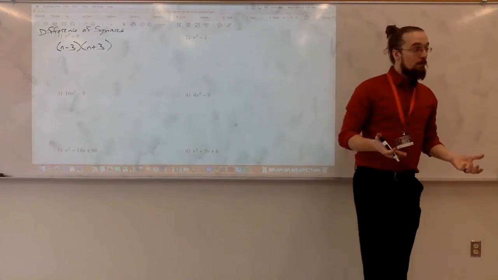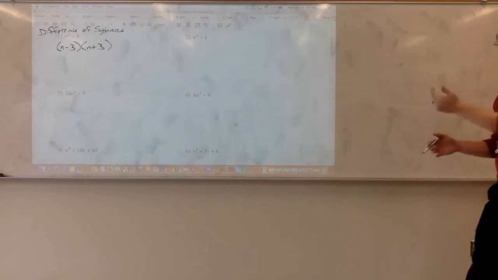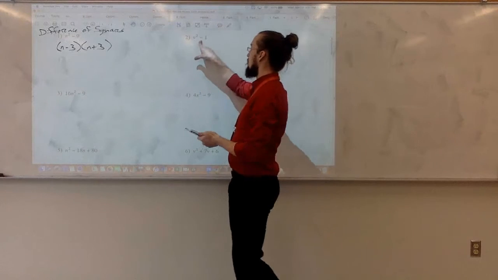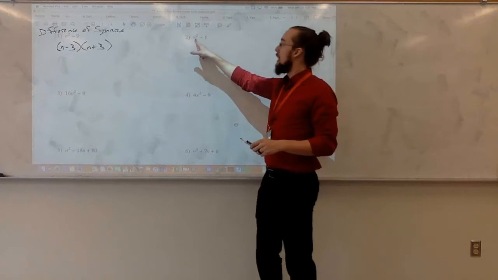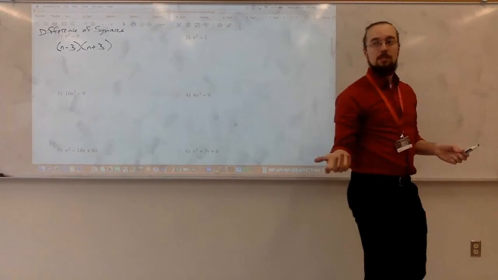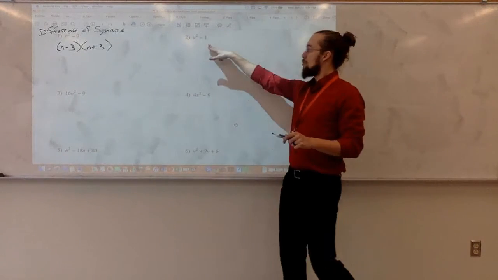Right? So the first thing we have to do is actually check to make sure that we have a difference of squares. So the difference part, I'm subtracting. Now are each of these perfect squares? Is b squared a perfect square? Yeah. Is 1 a perfect square?